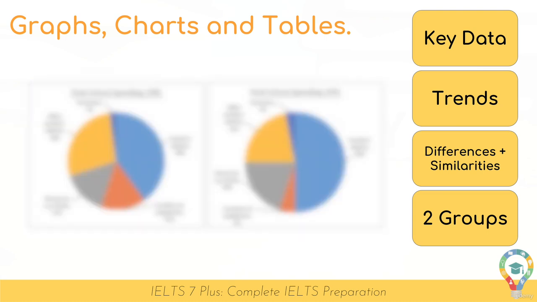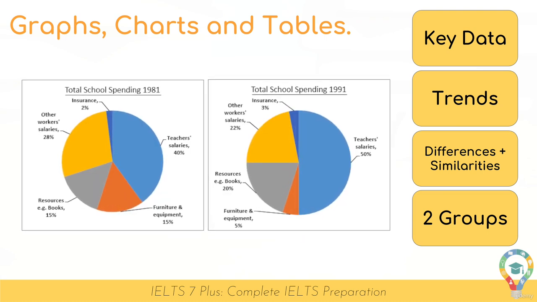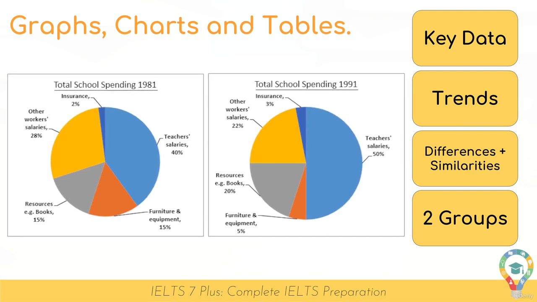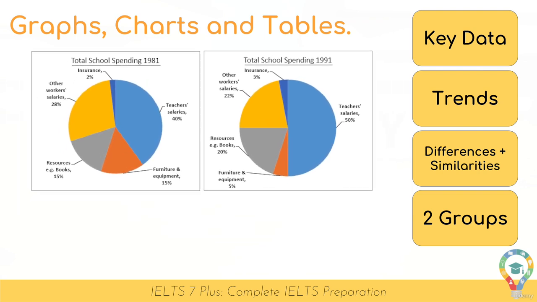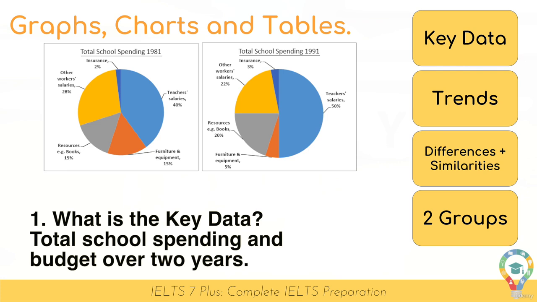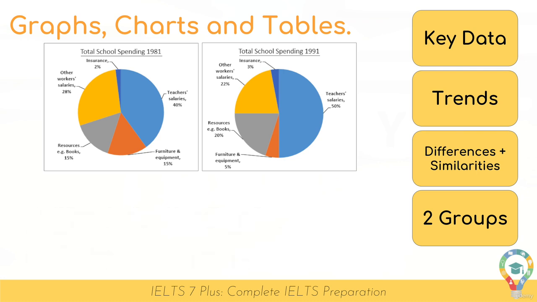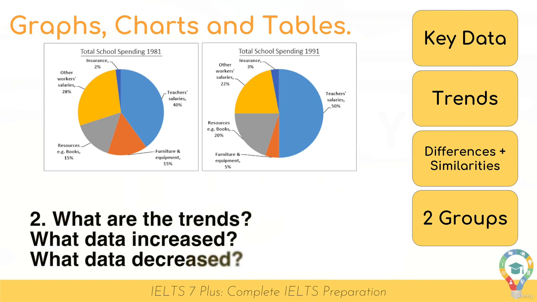Now we'll use our 4 key questions to analyze the data from a pie chart from a previous IELTS writing exam. First up, what is the key data? We can see from the title that the pie chart shows the total school spending and budget over 2 different years. What trends can we see?